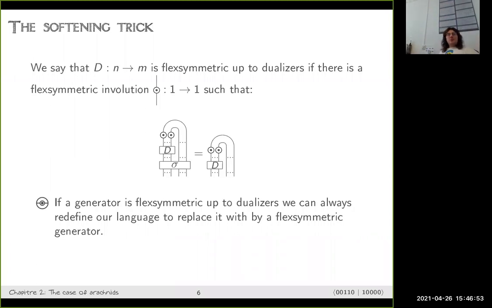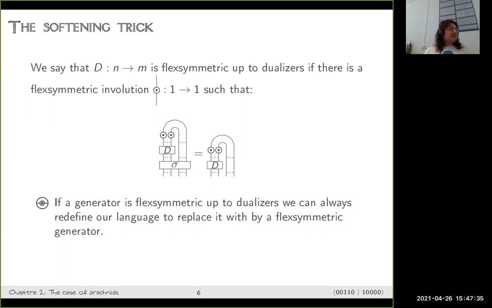So sometimes we are not lucky. There are generators or diagrams which are not flexsymmetric. But if we are lucky enough, they can be close to that. They can be flexsymmetric up to dualizer. So what does it mean? It means you have a dualizer, which is a flexsymmetric involution, one-to-one. So remember, flexsymmetric for one-to-one is just a self-transpose. So you have such an involution, and if you plug it on top of your diagram, then you satisfy flexsymmetry. Okay, so this is the point of being flexsymmetric up to dualizer.